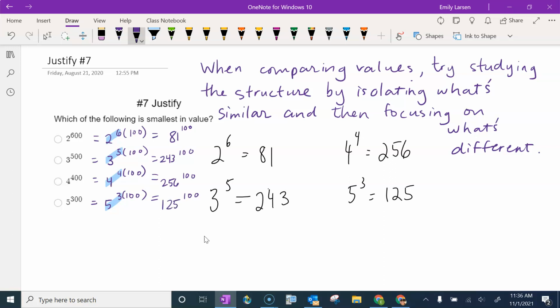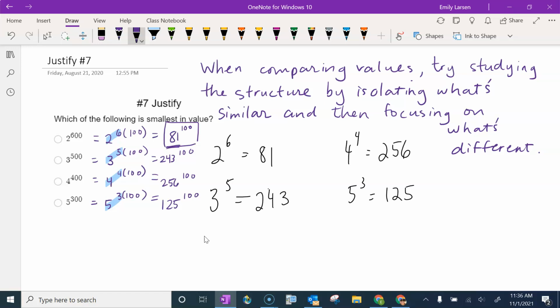And so now you do see that since this number is the smallest, 100 factors of it would be smaller than 100 factors of 243, 100 factors of 256, and 100 factors of 125. So this is even more convincing that this would be smaller than the rest.